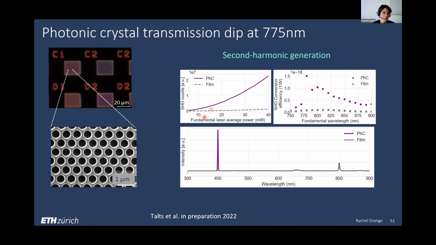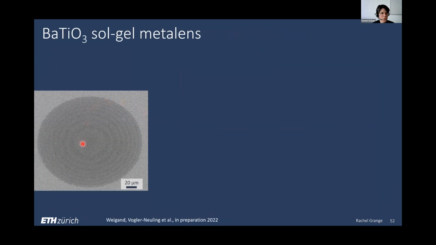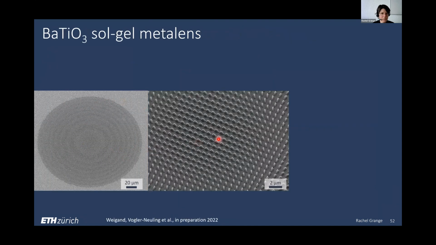And of course, the typical second harmonic generation measurement that is quadratic with the power. So here the pump power is increased, and the second harmonic generation counts are quadratic with the increasing pump power. Here you just see the linear spectrum of the pump and the second harmonic generation. And we can also make sol gel metalenses with the same technique.